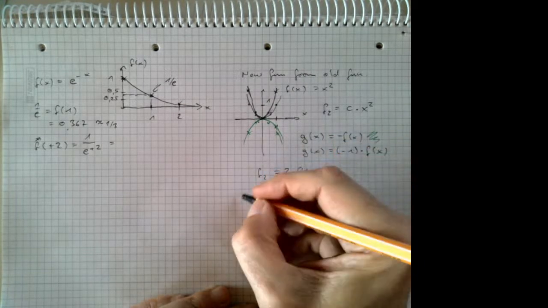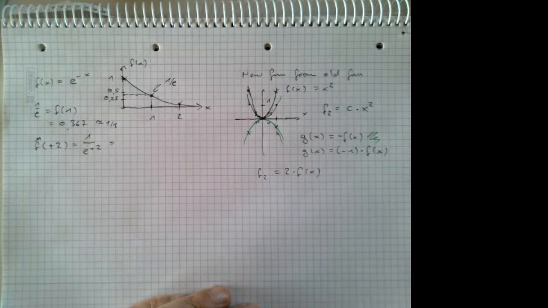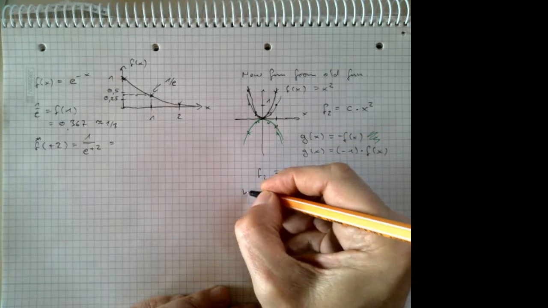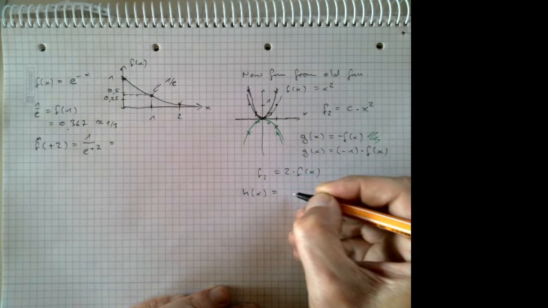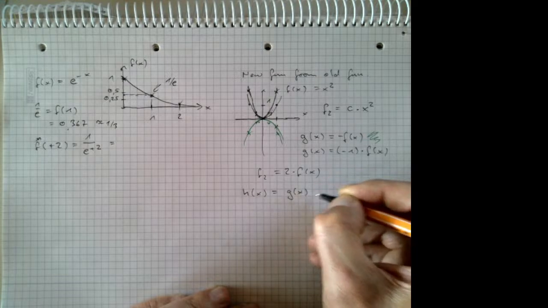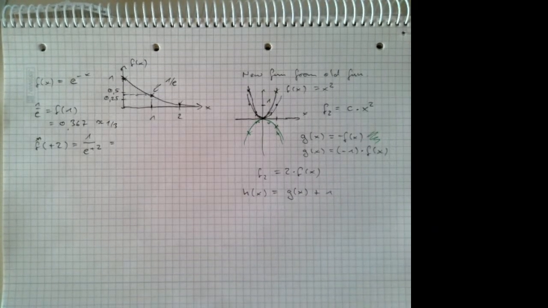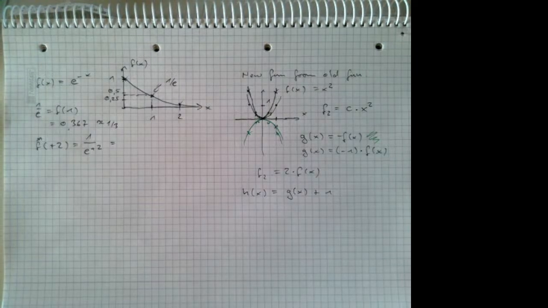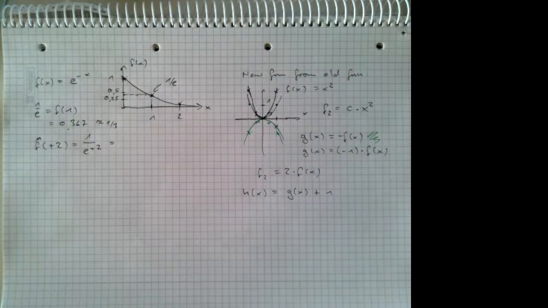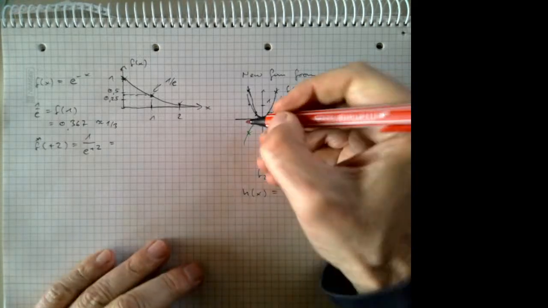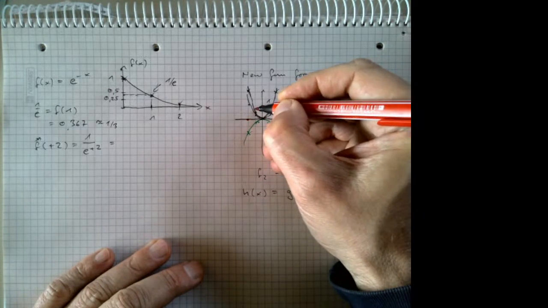Now I have my g, I need another function. I should have chosen other symbols. Okay, now I have h. h of x is g of x plus 1. What happens now? I just move everything up, right? I don't stretch or compress, I just move it up. Which means in the end, the function looks like this.